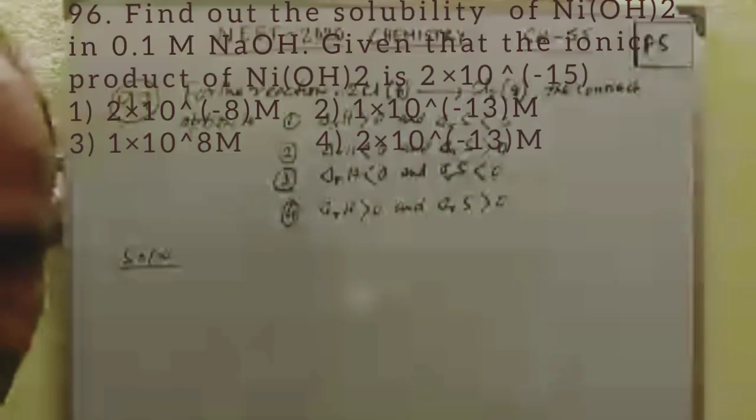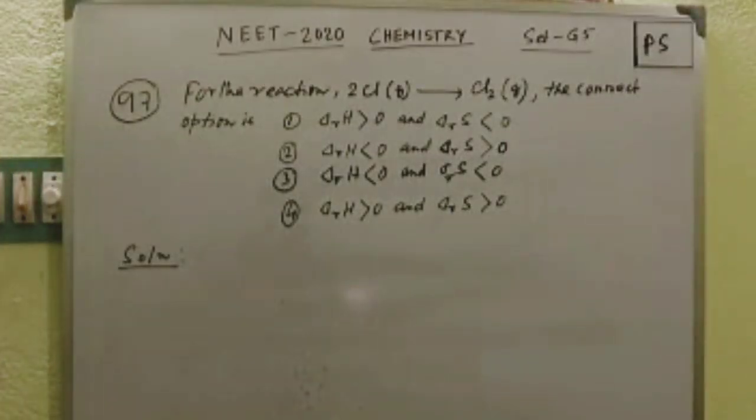Question number 97. For the reaction 2Cl gas to Cl2 gas, the correct option is: option number 1, delta H of reaction is greater than 0 and delta S of reaction is less than 0. Option number 2, delta H is less than 0 and delta S is greater than 0. Option number 3, delta H is less than 0 and delta S is less than 0.